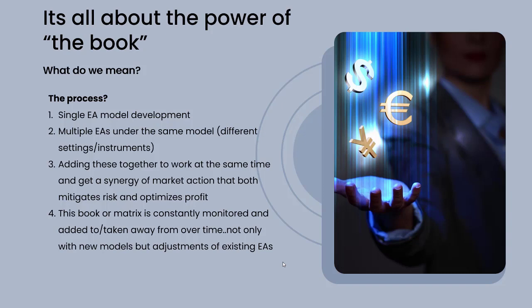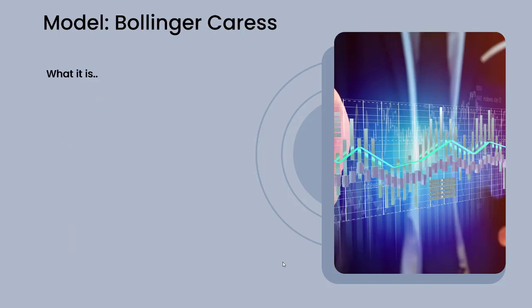And of course, each book or matrix, depending on what you want to call it, is constantly monitored and added to and taken away over time, not only with new models, but adjustments of existing EAs as market conditions change, as we discover new things about the models that we're actually using. So it's not a process that we do once and then that's it. It's a process of continuous development. So we're going to give you an example of one.